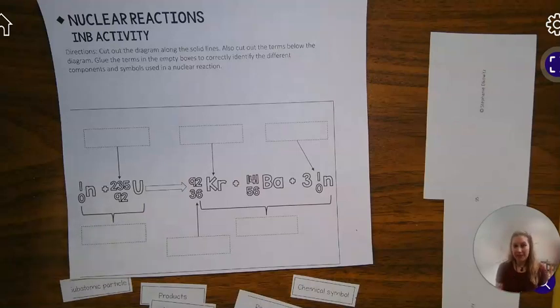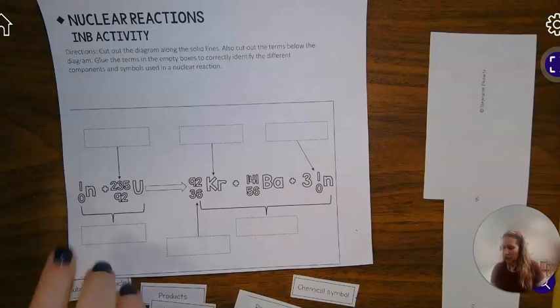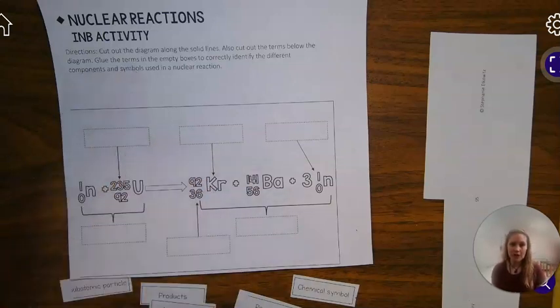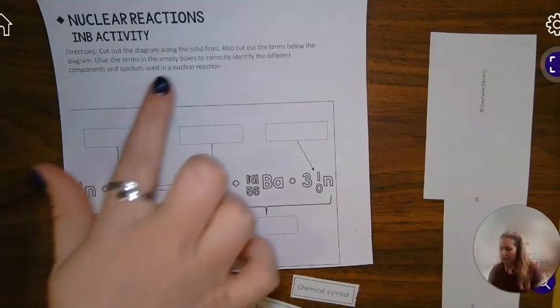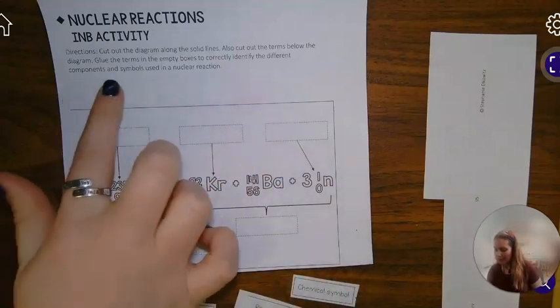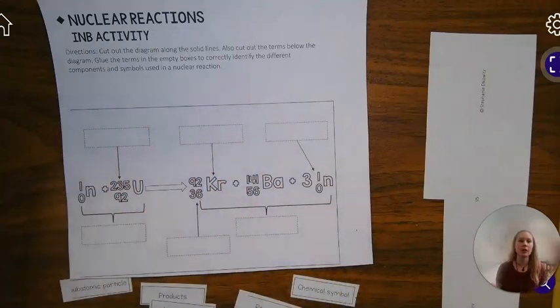So I'm going to assume you got everything set up for this activity. What we're going to do is glue in the terms in the empty boxes to correctly identify the different components and symbols used in a nuclear reaction. If you'll recall, nuclear reactions are reactions that involve the subatomic particles within the nuclei of atoms. Remember, those subatomic particles are our protons and our neutrons.